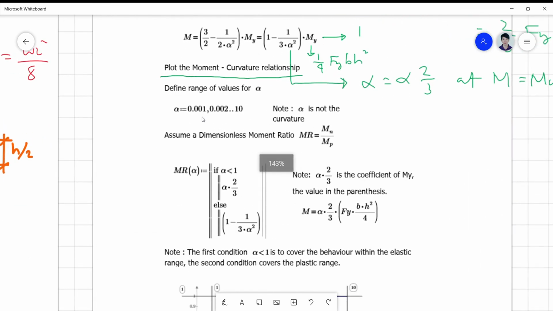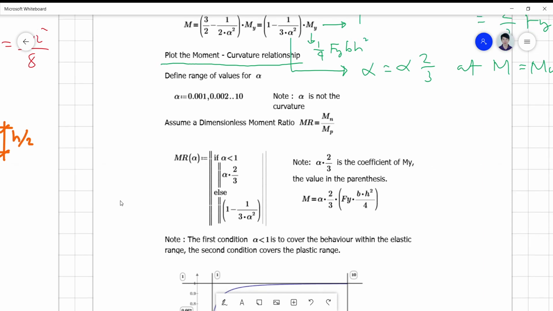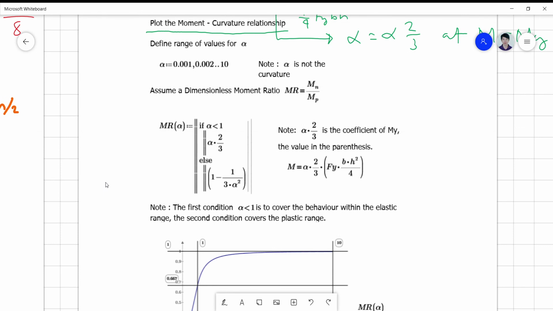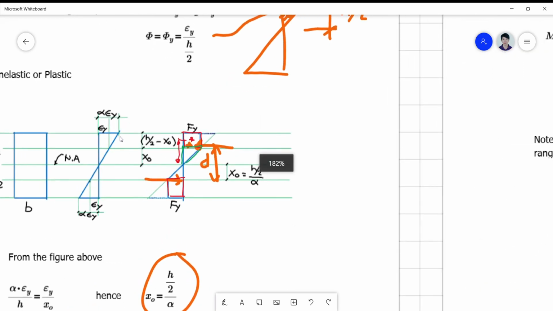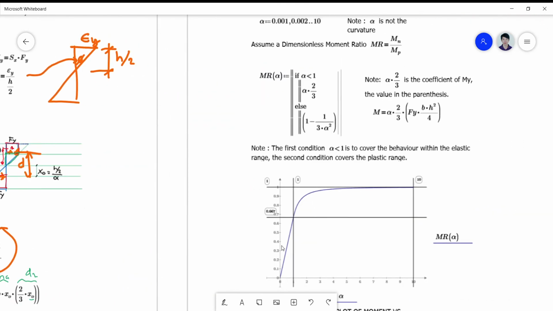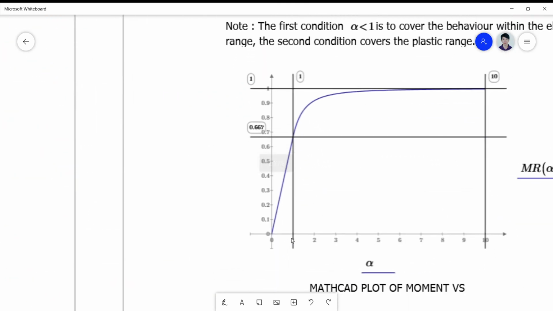Okay, so the alpha is ranging from 0 to 10 maybe, and then note that alpha is not the curvature. Assume a dimensionless moment ratio. Dimensionless na nag-graph ka kasi mas magandang dimensionless. Hindi mo na kailangan ng actual moments. You only get the ratio. Okay, so if alpha is less than 1, ano ibig sabihin? Pag maliit yung alpha mo, I'm in the elastic part. Tama? Alpha is less than alpha ey is less than ey, then I'm on the elastic stage. Dapat straight line ako. Tignan nyo dito. When alpha is less than 1 or exactly equal to 1, straight line ako, elastic.